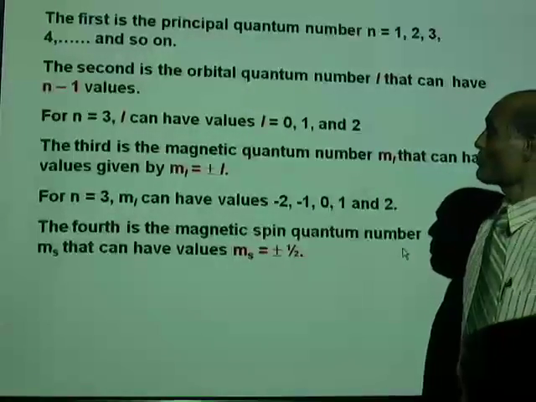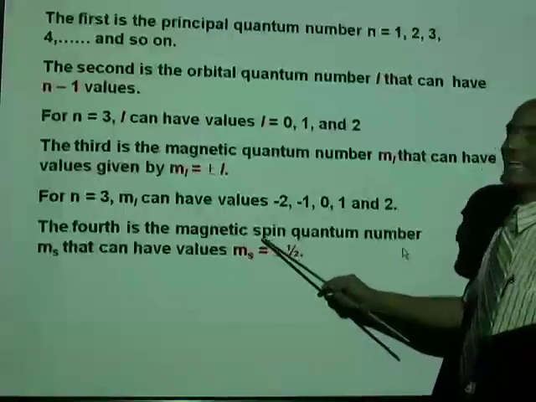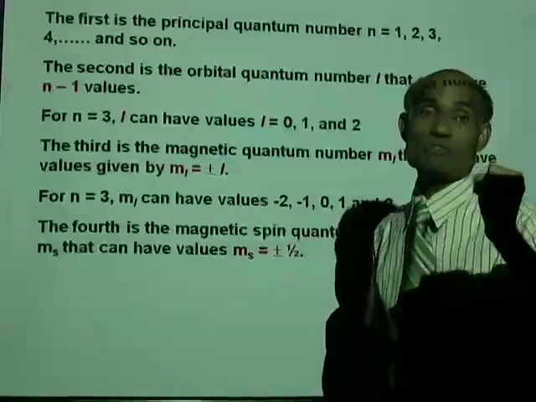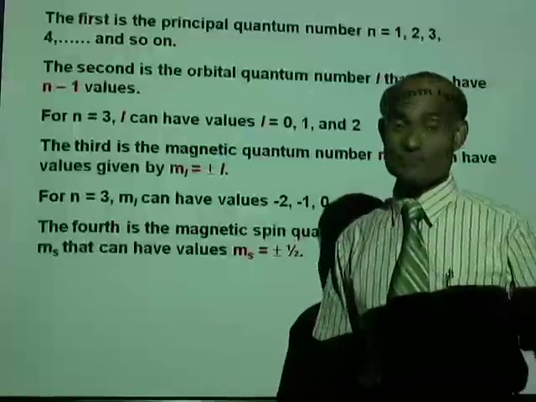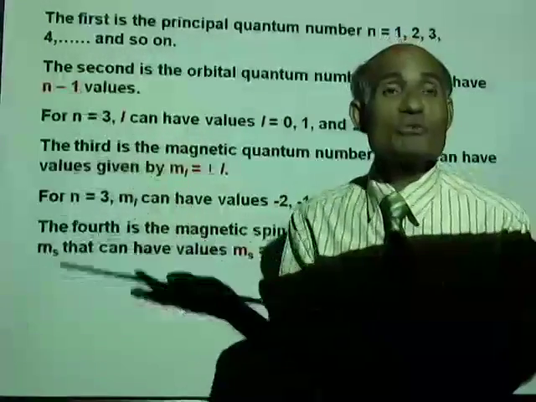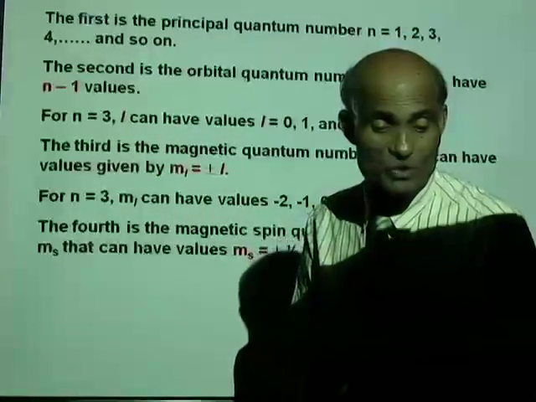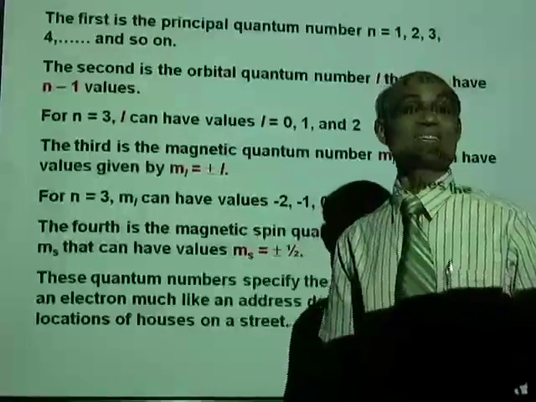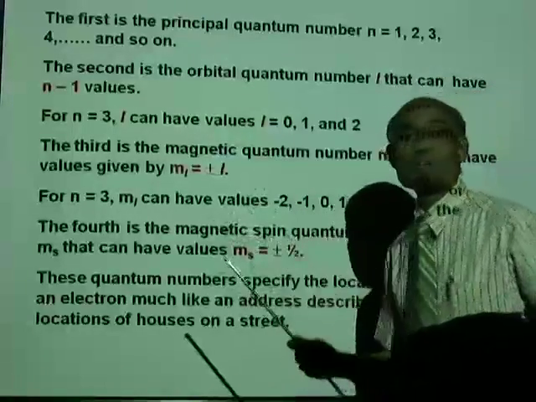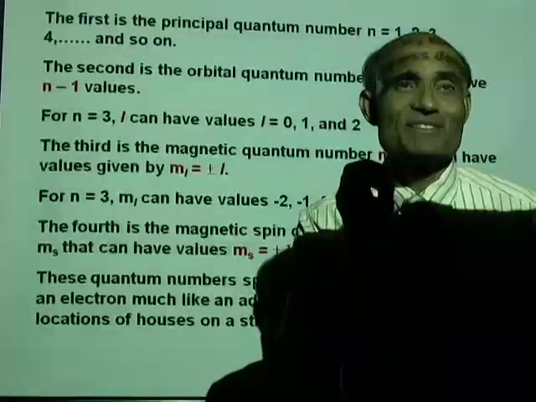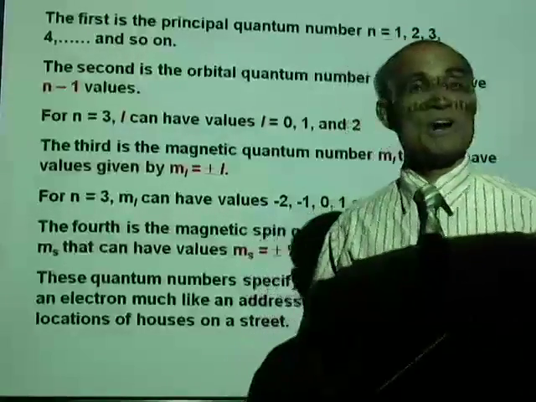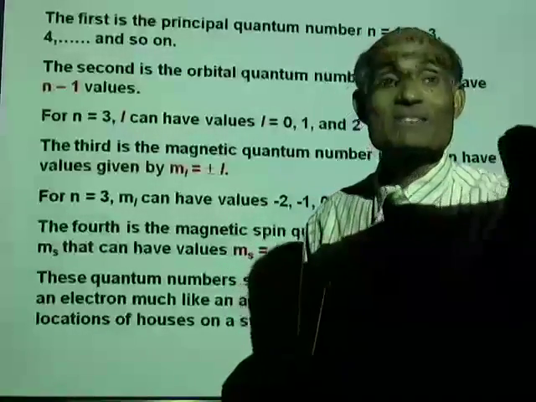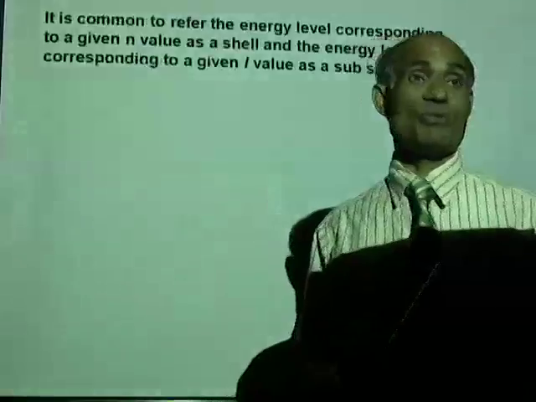And the fourth quantum number is called the magnetic spin quantum number. And they have just 2 values. It can be positive 1/2 or a negative 1/2. So, we have now all these quantum numbers, and we're going to use all these quantum numbers to locate exactly where an electron is in the atom. In other words, these quantum numbers actually give you an address to locate the position of the electron. And this is where the quantum mechanical model is more precise than any other model we discussed so far.